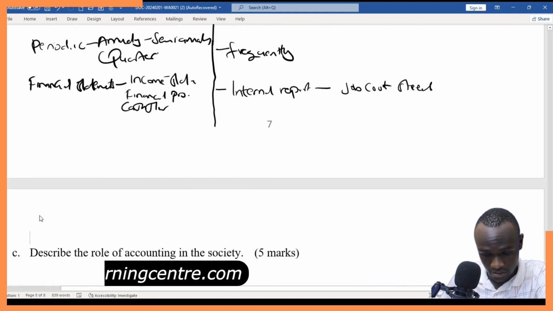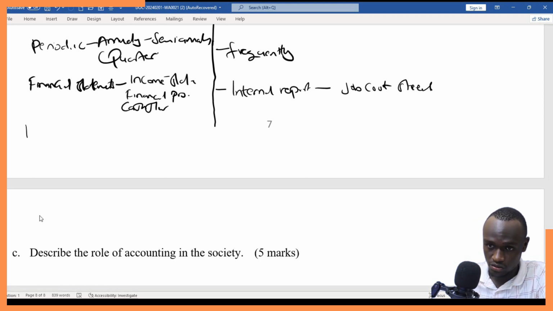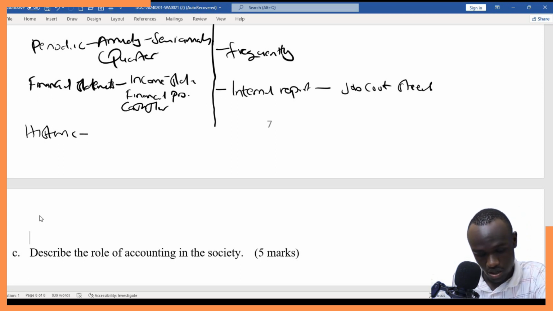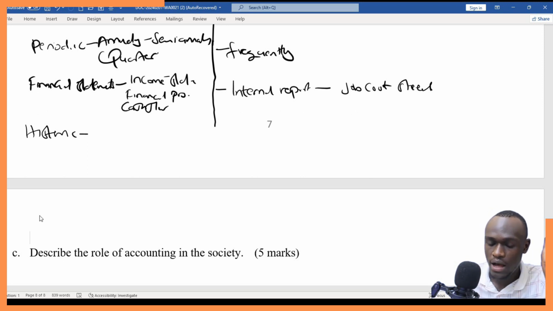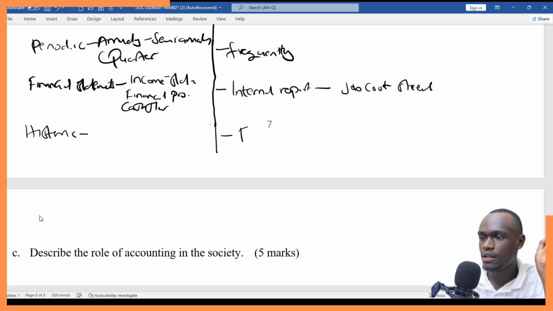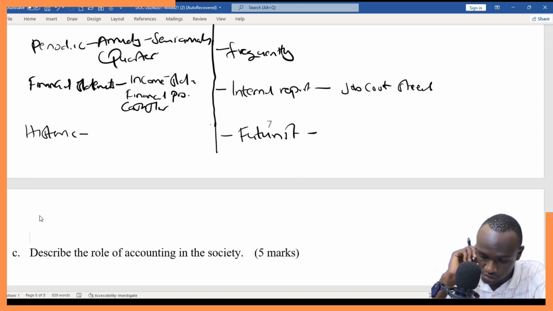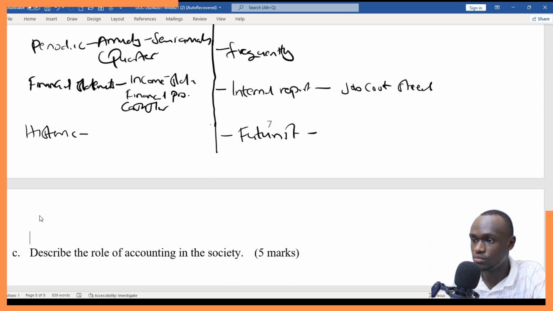Another difference is that financial accounting is historic in nature. It provides information that has already happened, and therefore it gives a glimpse of the company's financial position over a given period of time. But management accounting is futuristic. It focuses on providing information for future use, that's for decision making, either short term or long term.